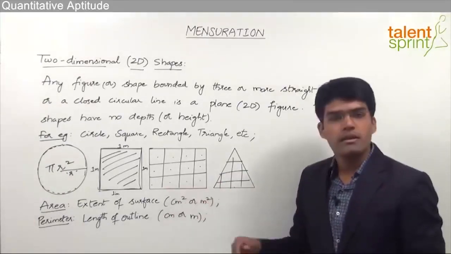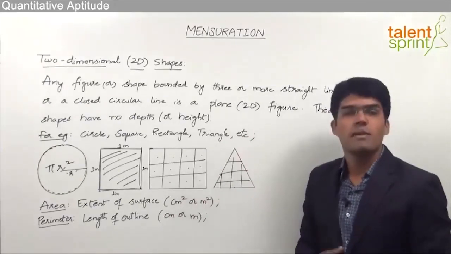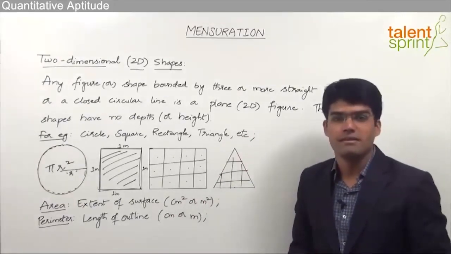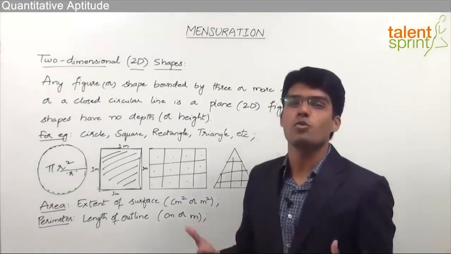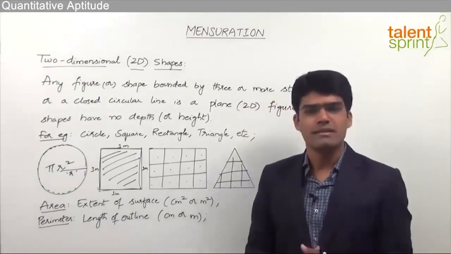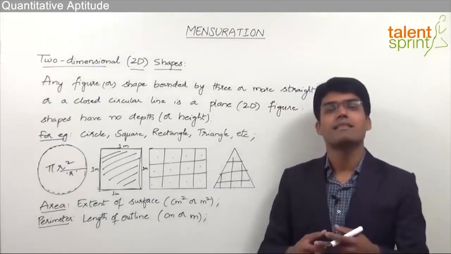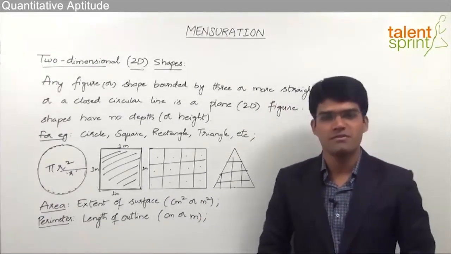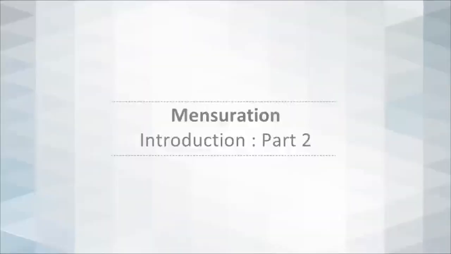So these are the two important parameters that we measure for two-dimensional shapes, area and perimeter. Area is nothing but the surface occupied or the extent of surface. Standard unit is meter square or centimeter square. And perimeter is the length of the boundary, which is measured in terms of centimeters or meters.